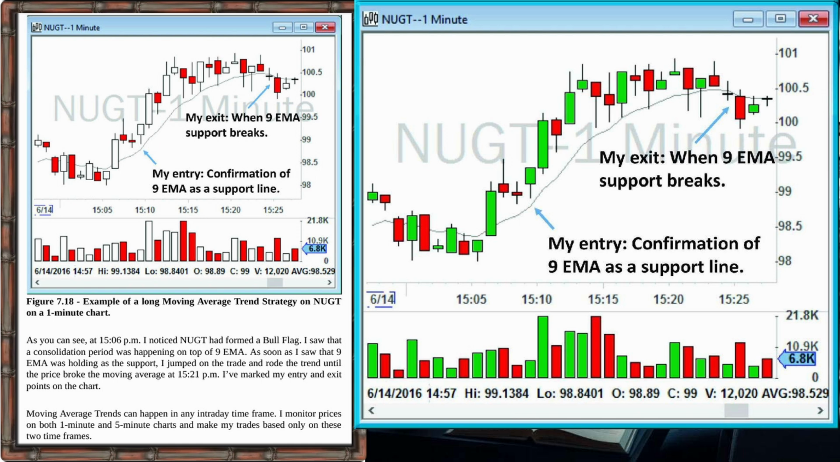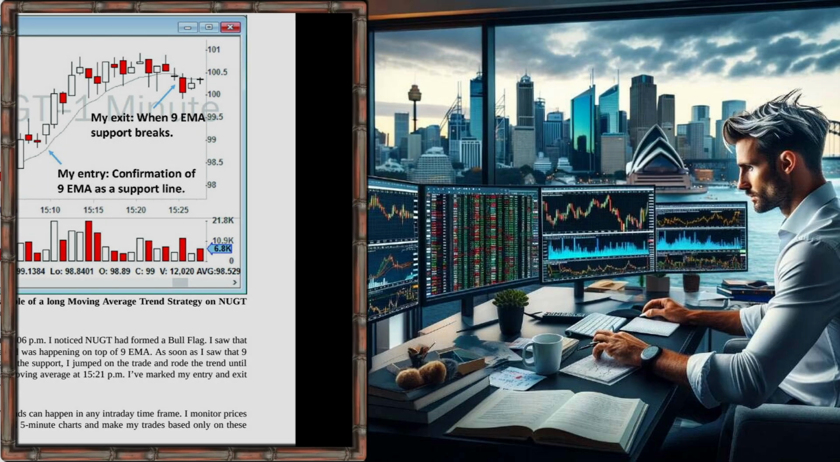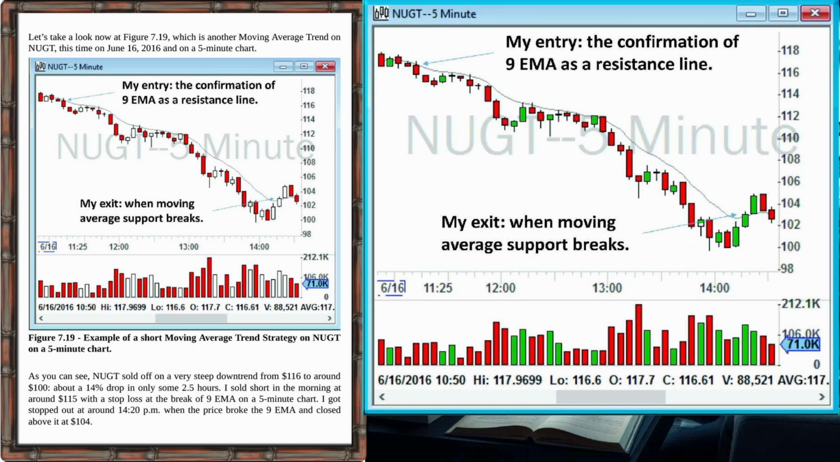Moving average trends can happen in any intraday time frame. I monitor prices on both 1-minute and 5-minute charts and make my trades based only on these two time frames. Let's take a look now at Figure 7.19, which is another moving average trend on NUGT, this time on June 16, 2016, and on a 5-minute chart. As you can see, NUGT sold off on a very steep downtrend from $116 to around $100, about a 14% drop in only some 2.5 hours.